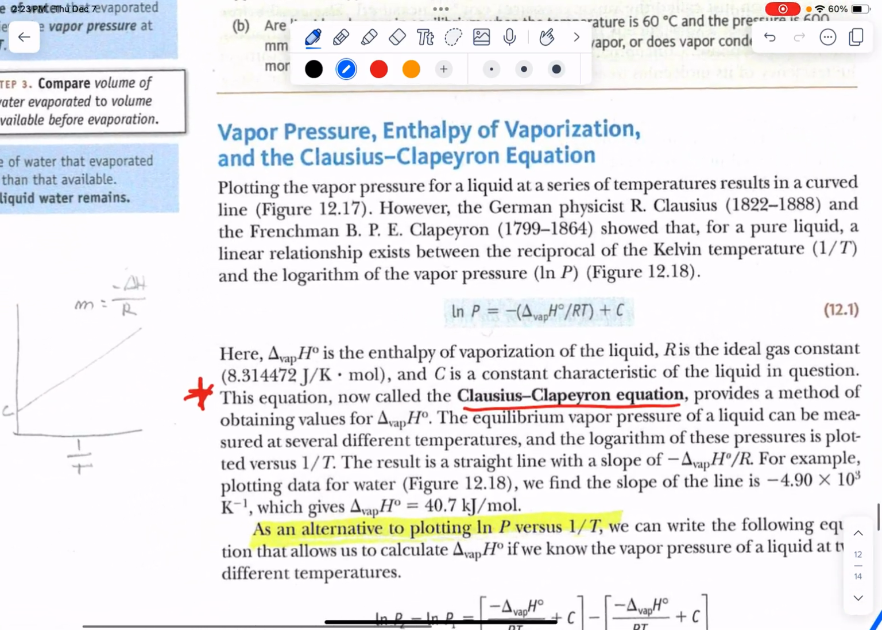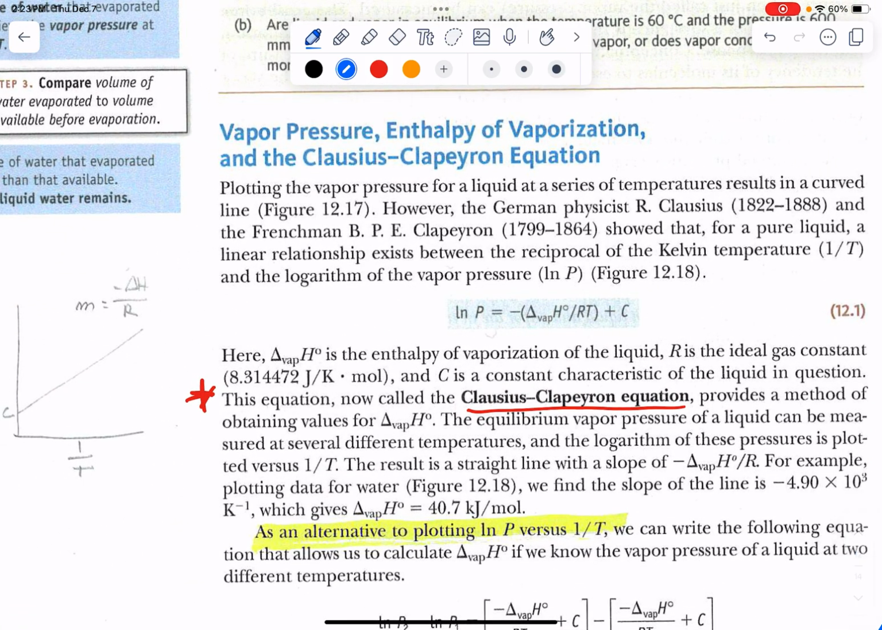Now there is an equation that can be used to calculate your vapor pressure, but I'm going to stop the screencast at this point and pick up on vapor pressure and the very important Clausius-Clapeyron equation later.